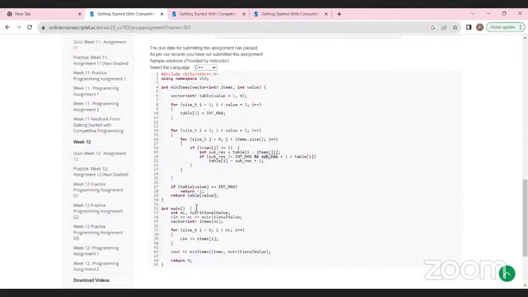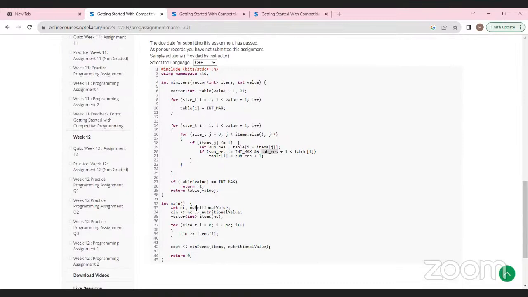That's pretty much straightforward. Are there any questions on this problem, week 10? Just to reiterate, the solution is browsing through all the possible values from 1 to 10, and at each nutritional value, it is accounting for the minimum count at that particular nutritional value. So it's building up from 1 to 10.